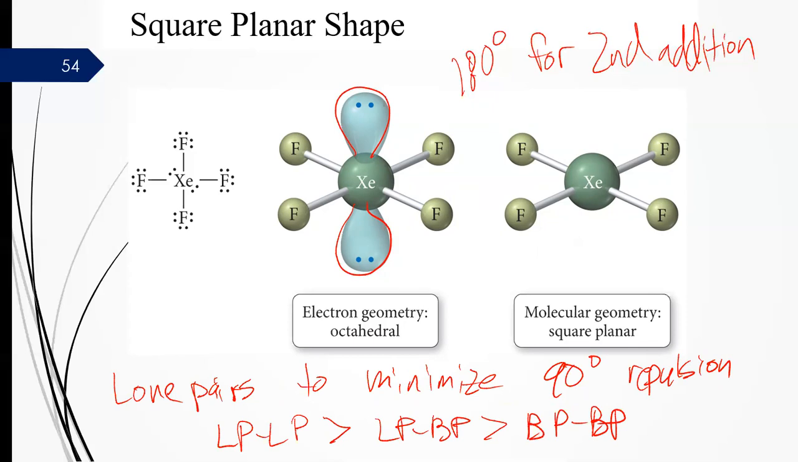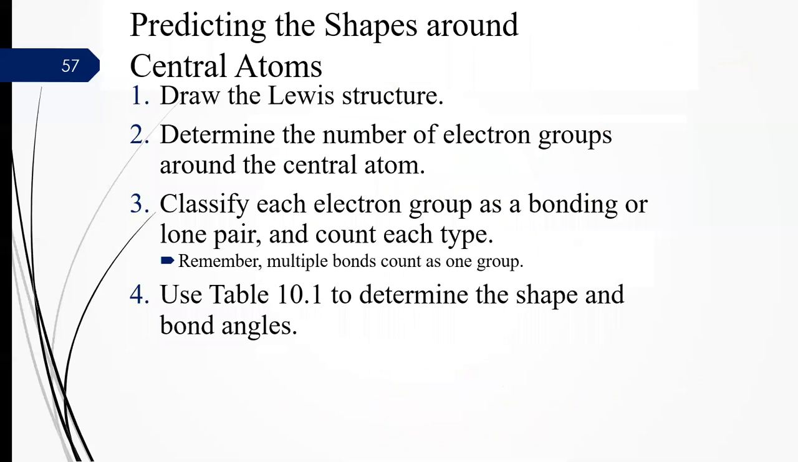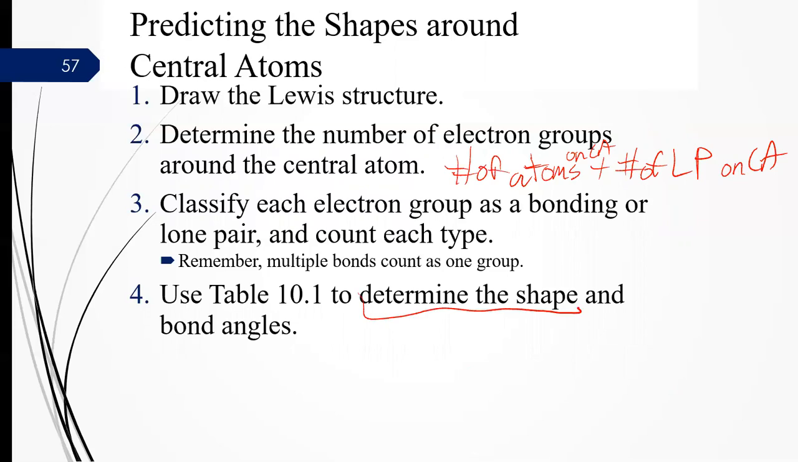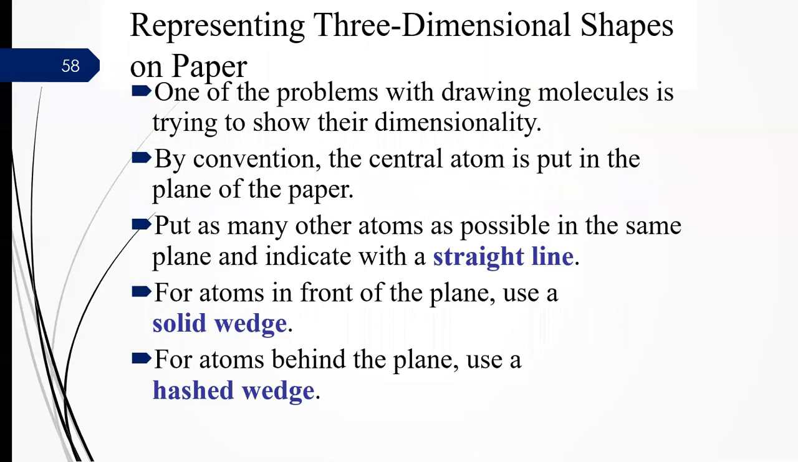Now, as you start to draw them around, you want to first start with your Lewis structure. If you don't know your Lewis structure, it will make it very hard to predict your shape. Once you have your Lewis structure, then you determine your number of electron groups, so that's your number of atoms, plus your number of lone pairs on the central atom. And then we can go ahead and use that to determine our electron geometries and then our molecular geometries.